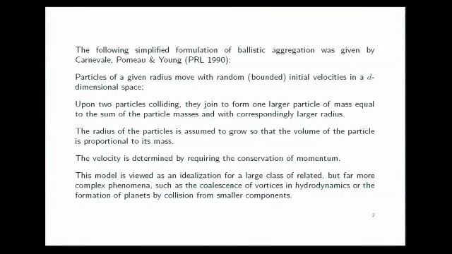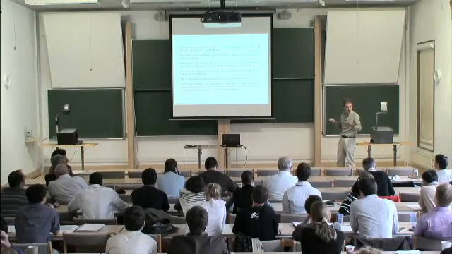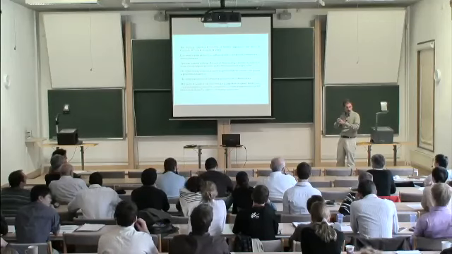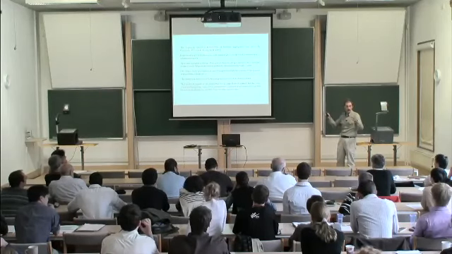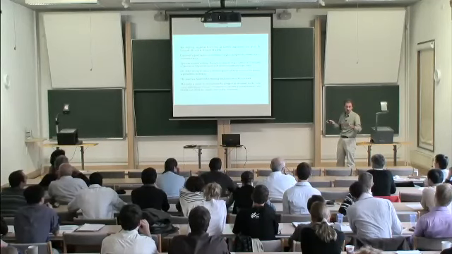You add the masses, so it's a coagulation, an aggregation of the particles. The radius is assumed to grow so that the volume of the particle is proportional to its mass, and the velocity of the new particle is determined in order to have conservation of the momentum. So the particles are moving freely between the collisions. They collide, they aggregate, they form a particle of mass m plus m prime, and the velocity is such that the total momentum of the collision is preserved. Okay?